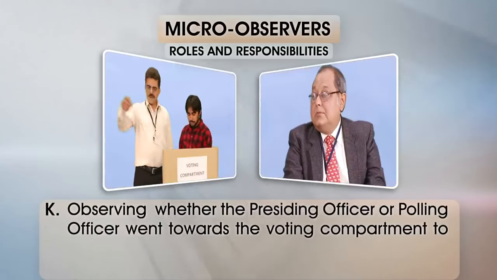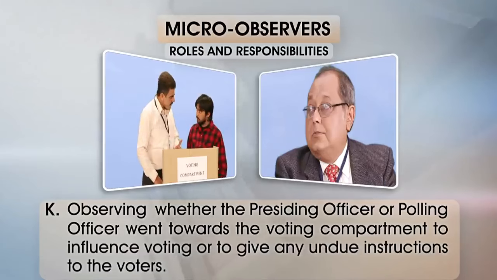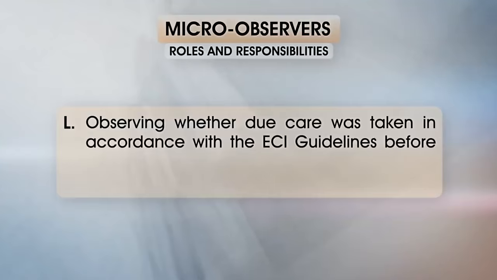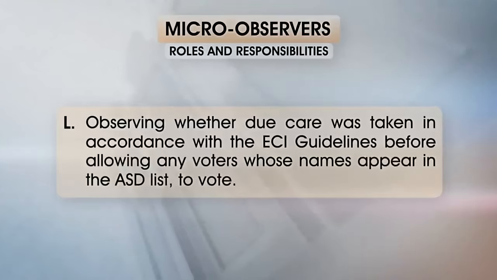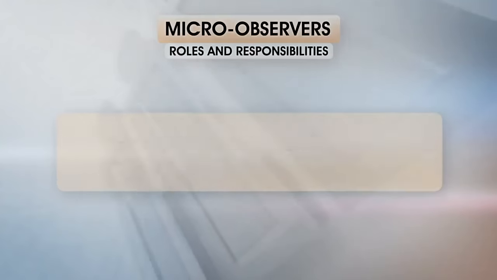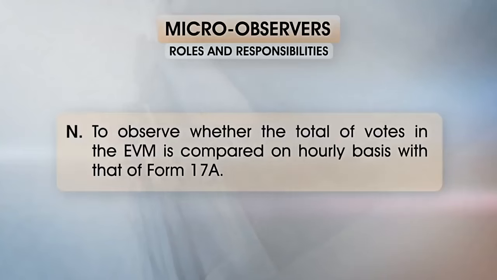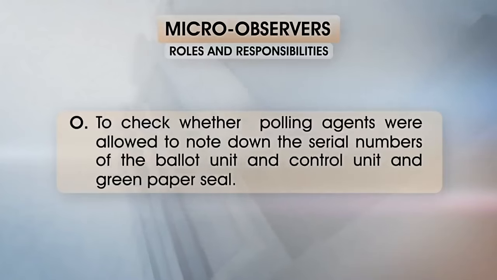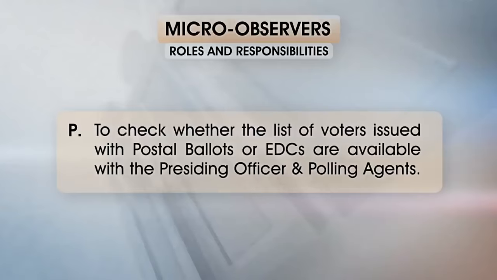Observing whether the presiding officer or polling officer went towards the voting compartment to influence voting or to give any undue instructions to the voters. Observing whether due care was taken in accordance with the ECI guidelines before allowing any voters whose names appear in the ASD list to vote. To observe whether the polling booth has been visited by sector officer or not. To observe whether the total of votes in the EVM is compared on hourly basis with that of Form 17A. To check whether polling agents were allowed to note down the serial numbers of the ballot unit and control unit and green paper seal. To check whether the list of voters issued with postal ballots or EDCs are available with the presiding officer and polling agents.